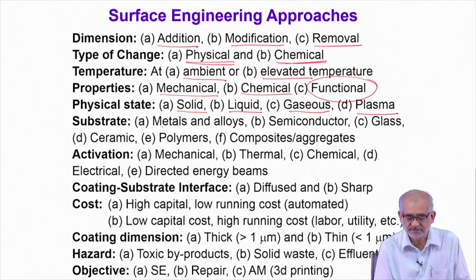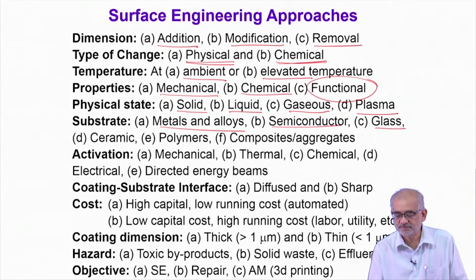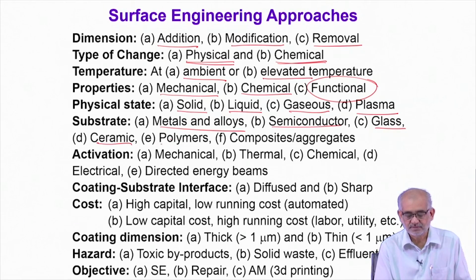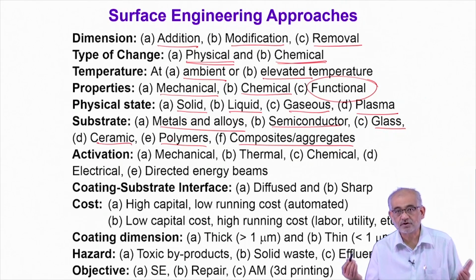So, which means it can be the metals and alloys. A vast majority of our discussion concerned metals and alloys. Could be semiconductors, could be glass, ceramic, polymers, even various aggregates and composites. So, can be mixtures of that, as large as even concrete, for example. So, that is why I said aggregates.